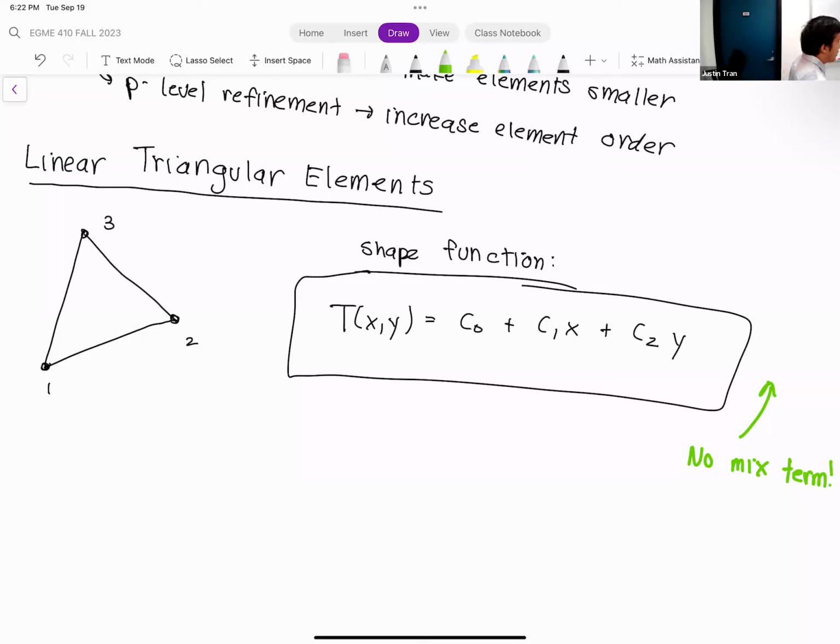And so what we have here is what I call a pure linear function, where we don't have any kind of mixed pseudo terms or anything like that. We just have the constant, we have an x term and we have a y term. That's it. And if you compare this to the linear quadrilateral, obviously we have one less node and one less term in our shape function. Okay.